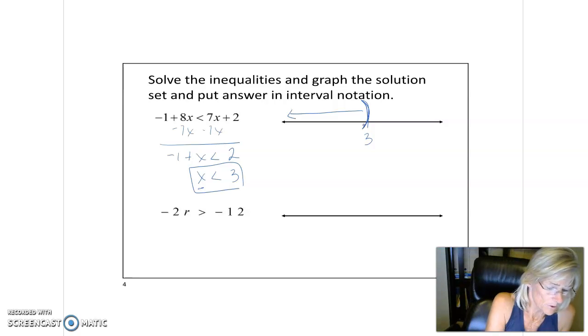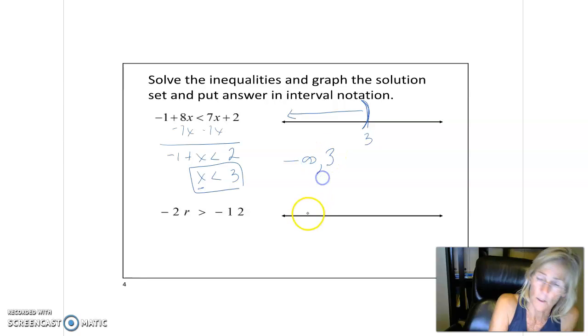When we write interval notation, we write the solutions that are graphed. What numbers work? Anytime you work with inequalities, you're going to get a large amount of numbers that work. We always write our interval notation coming from the left, and we stop wherever we need to. So all of the values from negative infinity to 3 work.